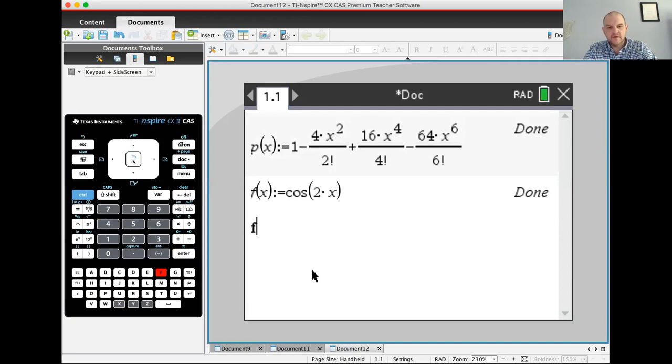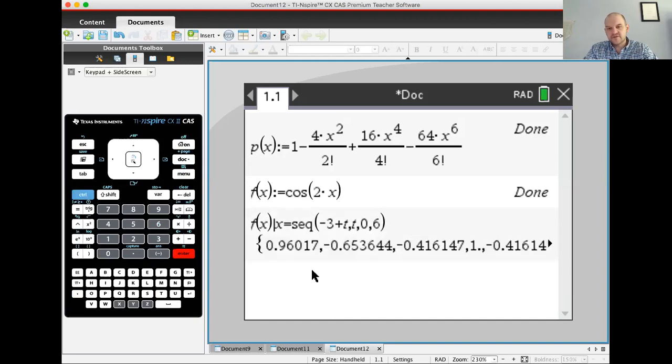So, f of x such that x equals the sequence -3 plus t, comma, t from 0 to 6. So it's the function that's generating the sequence, the variable in that function, where you want it to start, where you want it to end. First it plugs in 0 for t, then 1, 2, 3, 4, 5, and ultimately it'll plug in 6 for t, which gives us x equals 3. So this will fill in the table.